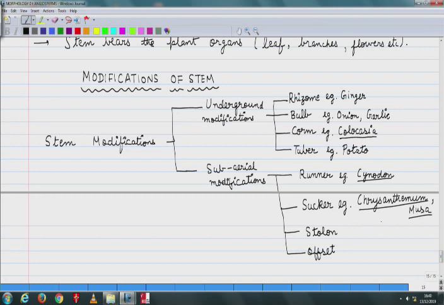I'll explain. Stolon is a different category. In the plants which you can see by yourself, example of stolon would be jasmine. Jasmine is a very good example of this category.